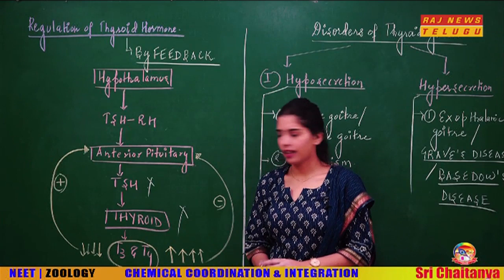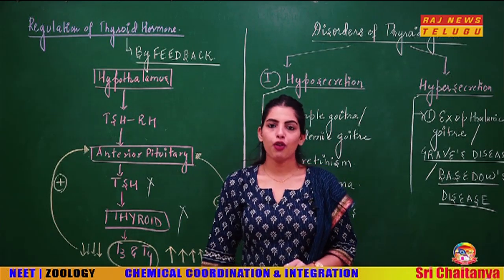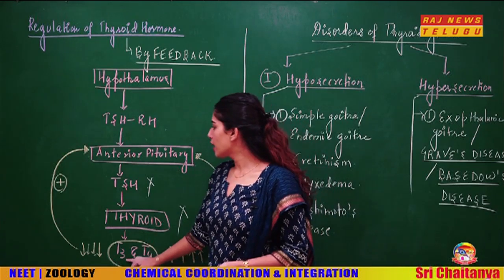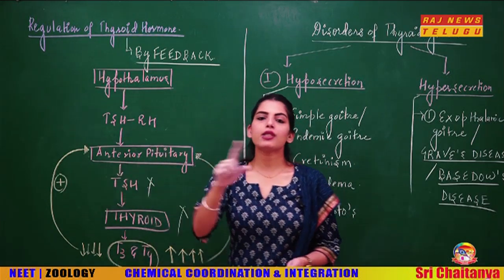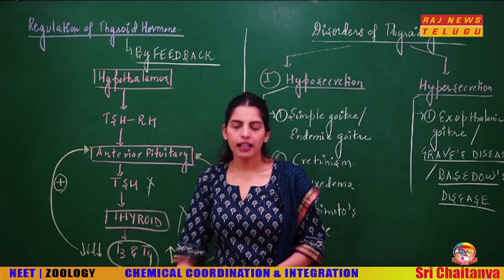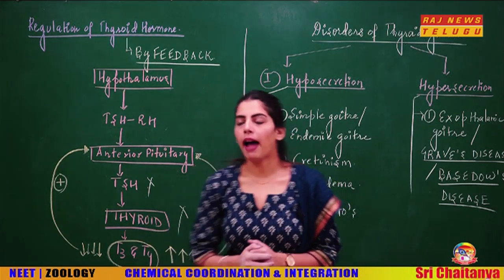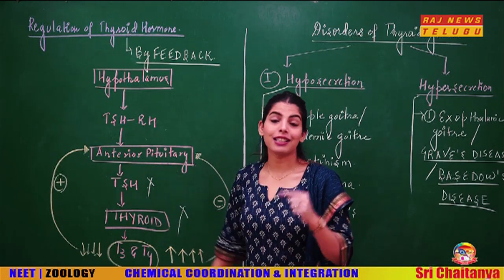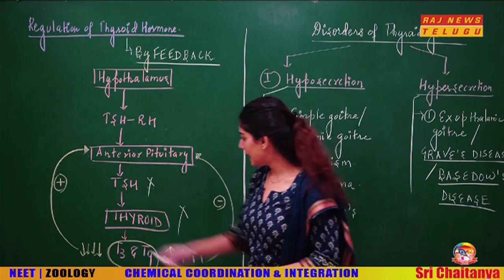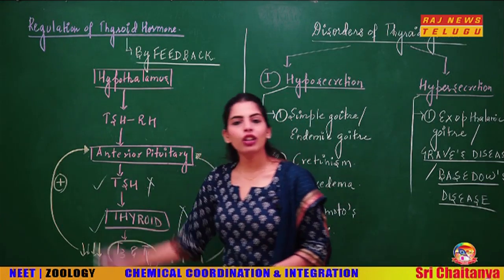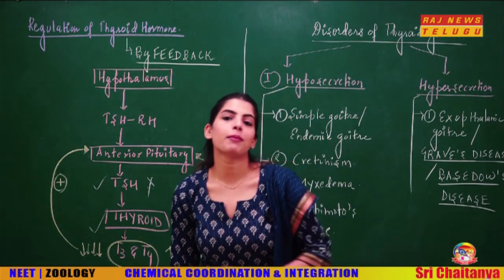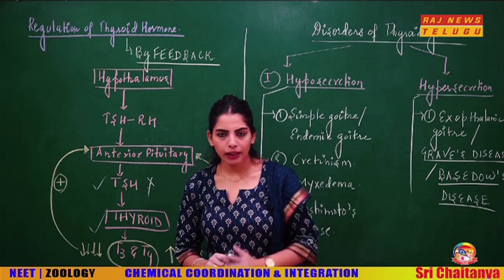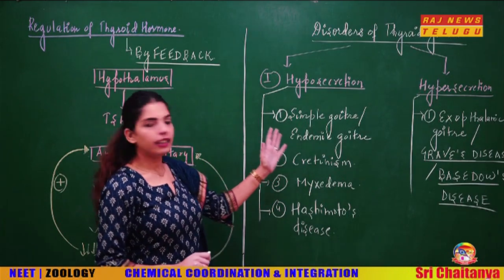Exactly the opposite thing occurs when the amount of T3 and T4 is less in your body. Once it is less in your body, it is going to act upon the anterior pituitary and give a positive feedback, and once it gives a positive feedback to the anterior pituitary, TSH is released in more amount. When it is released in more amount, it is going to act more on the thyroid gland, and it is going to cause more formation of T3 and T4. Clear with the regulation? Now let us look at the disorders.